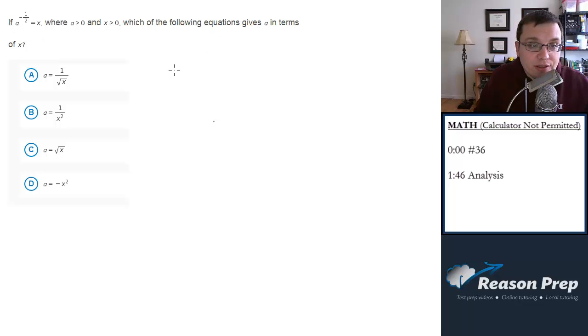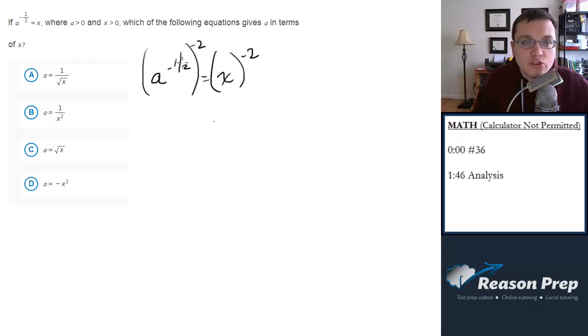So let's deal with the left side here. We've got a to the negative 1/2 equals x. Well, how do we go ahead and get rid of the to the negative 1/2? Well, what we can do is raise both sides to the negative 2 power. Because by your exponent rules, when you raise a power to a power, you multiply them. And negative 1/2 times negative 2 gives us 1. So we get a to the 1 on the left, which is exactly what we wanted.